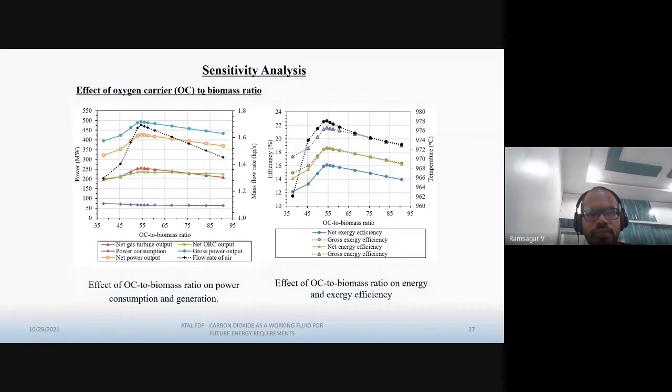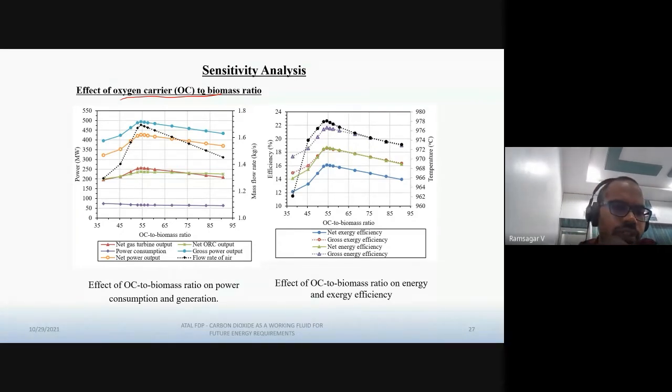So as I said, after simulating the steady state CLC integrated biomass power plant, we did some analysis on a few critical variables which can affect the energy and exergy performance of the CLC integrated biomass plant in a significant way. The first parameter is the effect of oxygen carrier to biomass ratio, that is, how much oxygen carrier is used per unit amount of biomass.